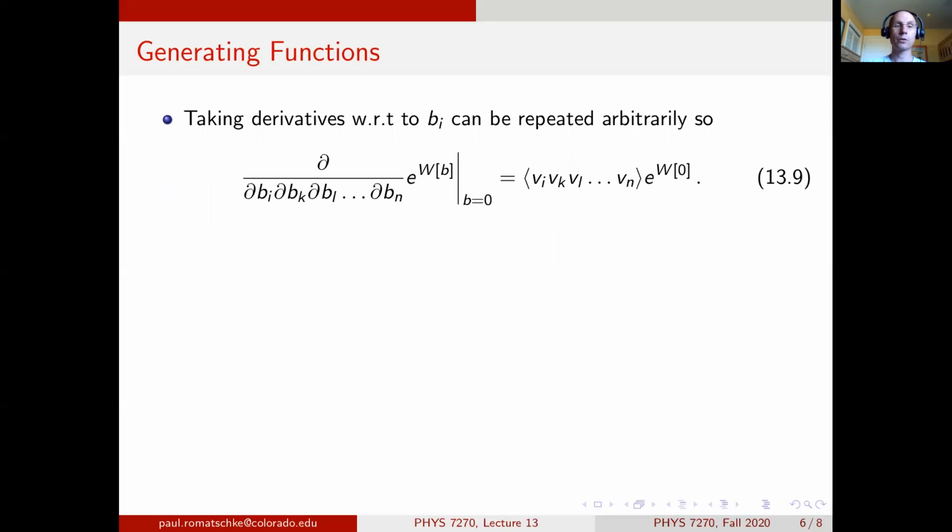We can repeat this process an arbitrary number of times. So we can do derivatives with respect to bi, bk, bl, and so on, up to bn of our generating function, and at the end set b to 0. Each of these derivatives will bring down one power of the field, so that we end up on the right-hand side with the expectation value of n of these fields times e to the W of 0.